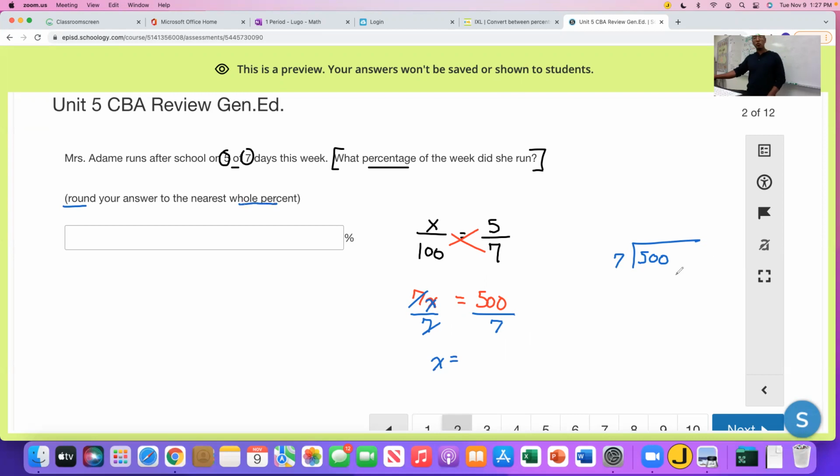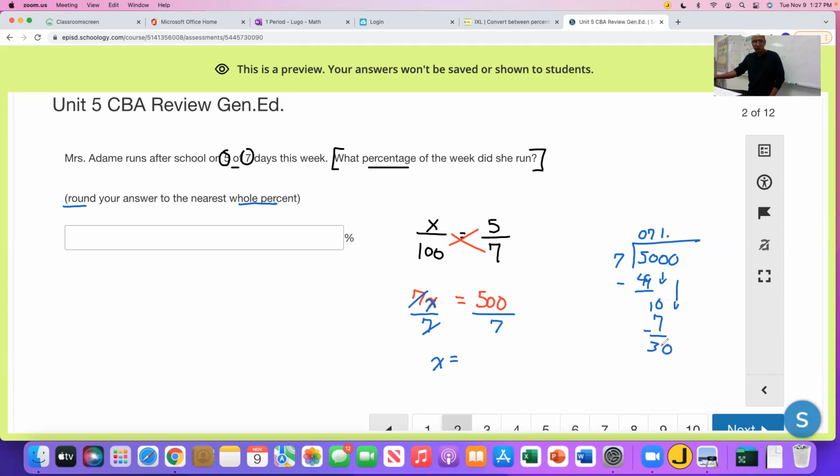In other words, the nearest whole number that I get here. All right, 7 goes into 50. 7 times 7 is 49. Remainder 1. Bring down the 10. 7 goes into 10 one time, remainder of 3. And we bring down a 0.